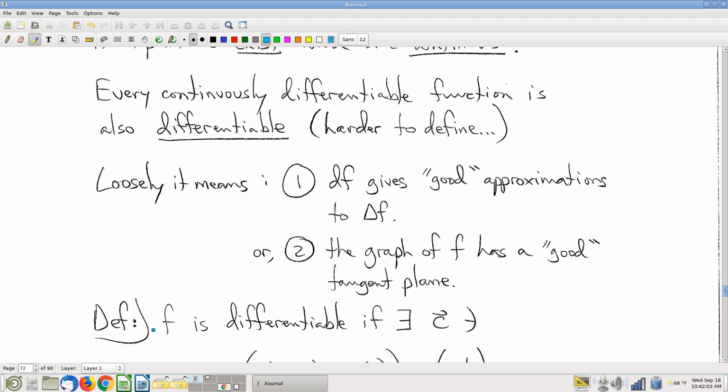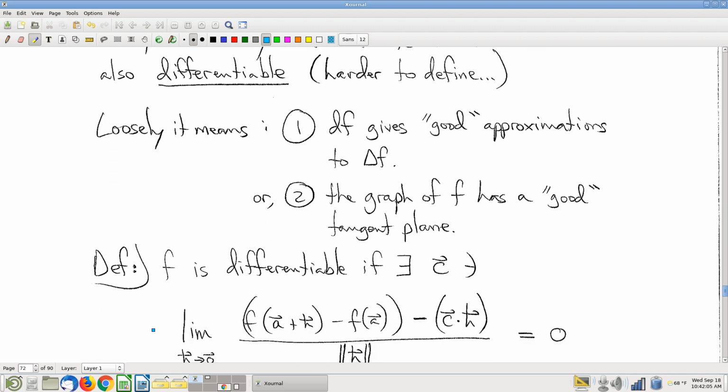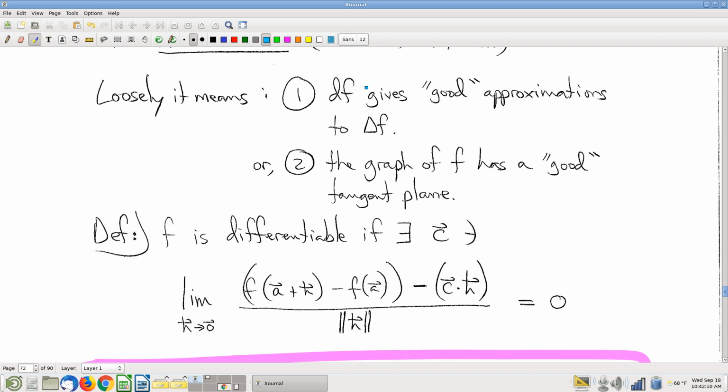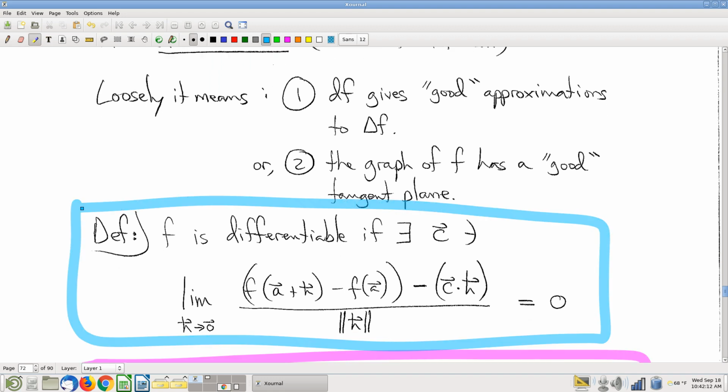Now, let's actually talk about differentiability. Like I say, differentiability is harder to define. Here's the definition, and this is in the book. Function's differentiable. If you can do this.